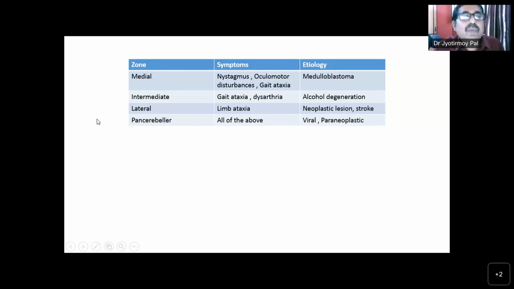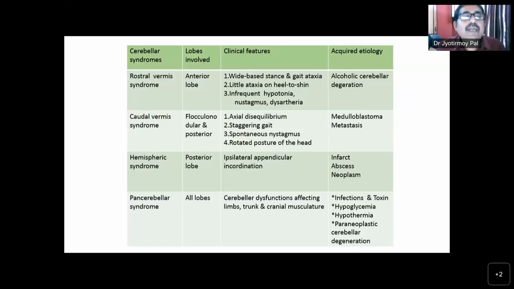Example is medulloblastoma. Intermediate is basically the paravermis region. There will be gait ataxia and dysarthria. Example is alcoholic degeneration. Lateral means there is hemispheric involvement. So there will be limb ataxia. It basically happens in stroke and neoplastic lesions. Pancerebellar, all of the above, in paraneoplastic or viral infection.